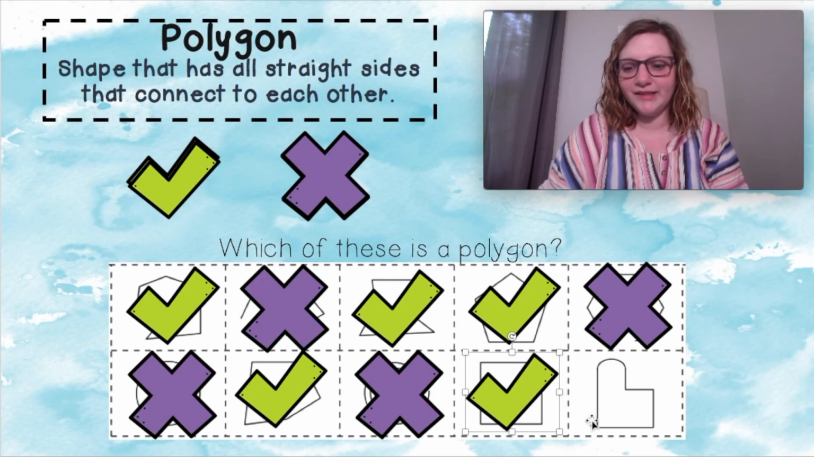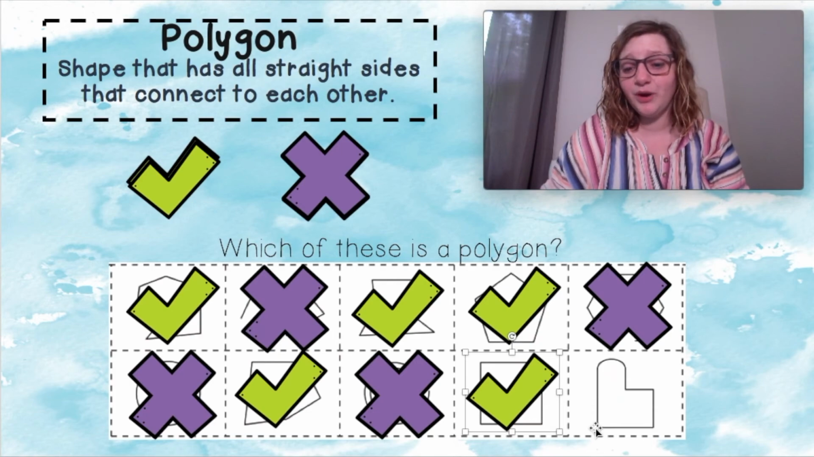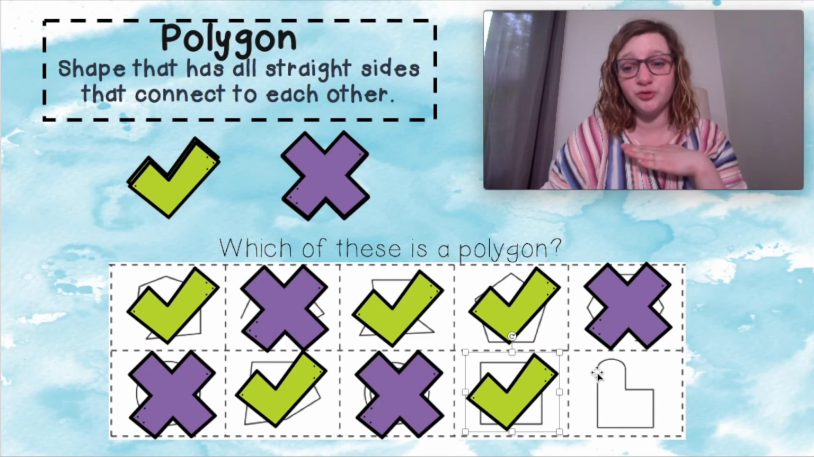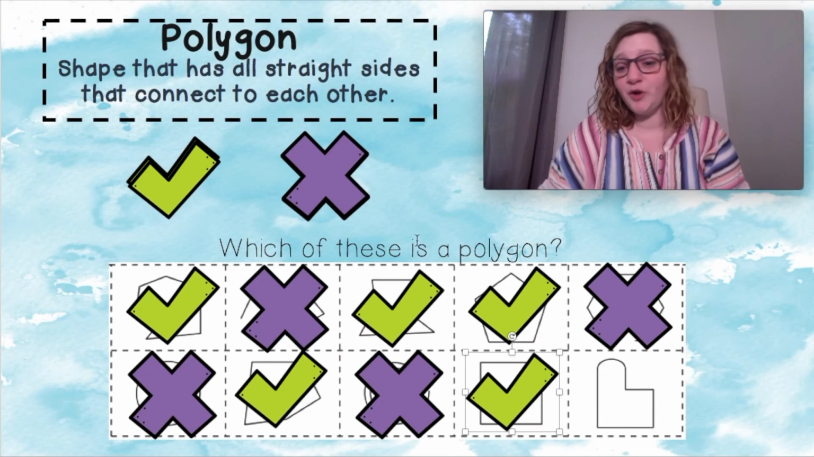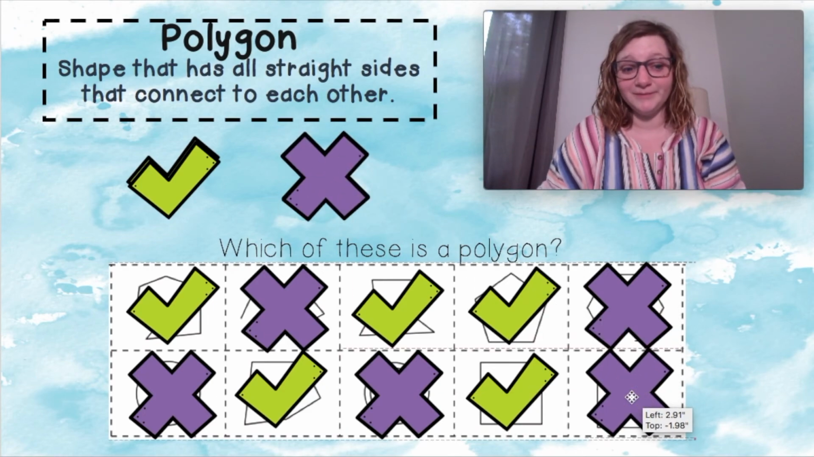Now our last one, I see it's got some sides here, and it's all touching, but I notice one of these sides is curved. So remember, a polygon has to have straight sides. So nope, this one is not a polygon actually.